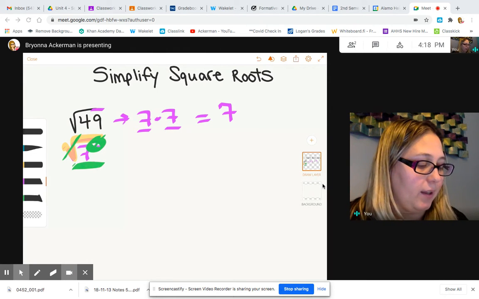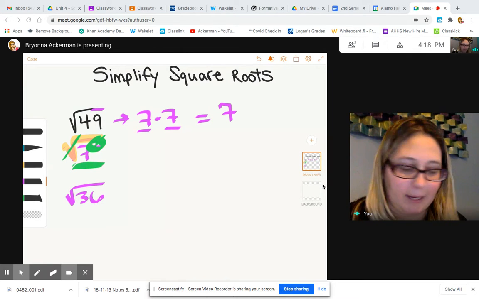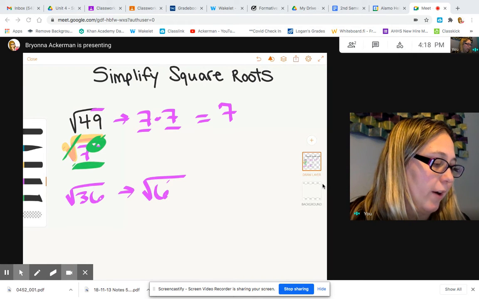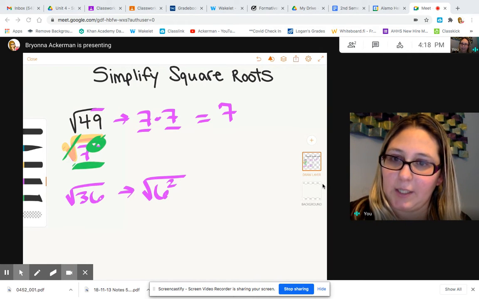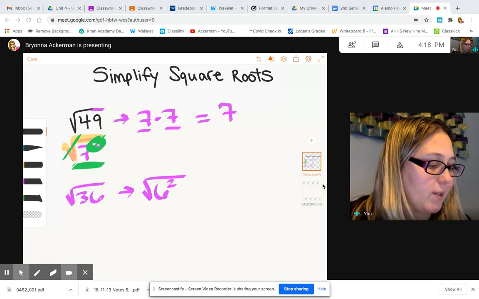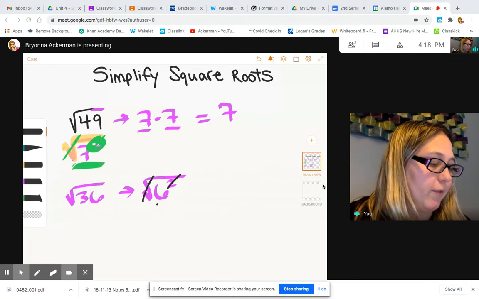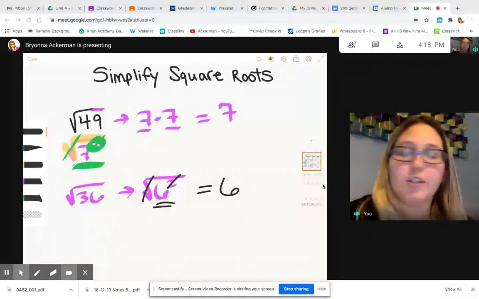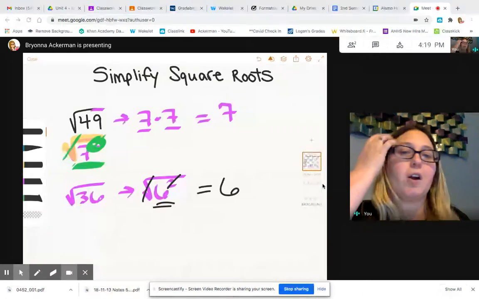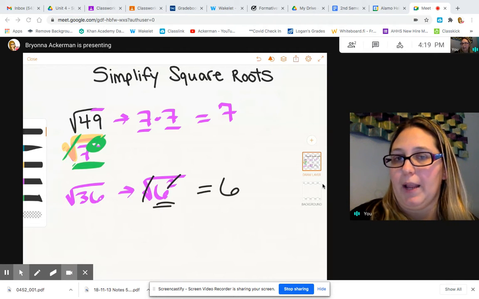I can do that again. Let's say 36, because 36 is 6 times 6. I could rewrite this as 6 squared, because 6 times 6 is 36. So this is the same thing. Again, the square root and the squared are opposites of each other, so they cancel each other out and you're left with just 6. These are examples of perfect square roots. The perfect square roots are anytime you have a number times itself, except for 1, of course.